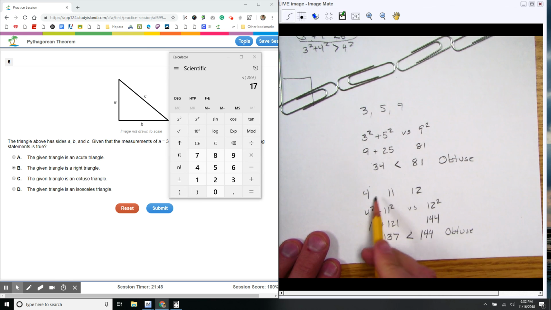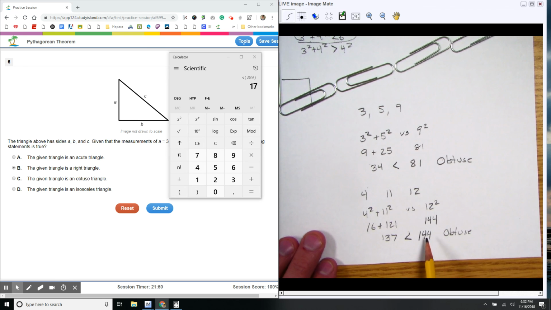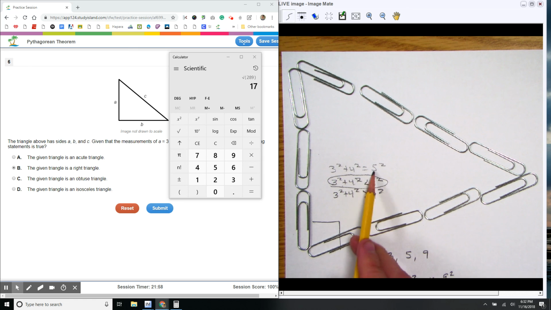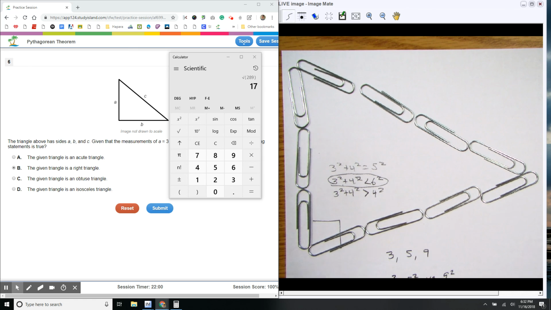If you get 2 sides that, when their squares add up, are greater than the third side multiplied by itself, then you're going to get an acute triangle. But if it's like the one that we tried, where it's 3, 4, and 5, and they turned out to be equal, then it's a right triangle.